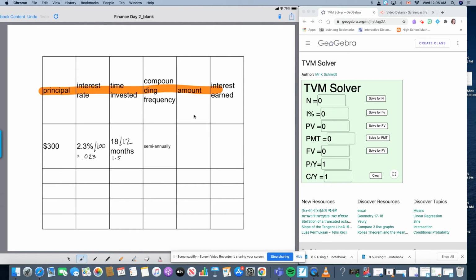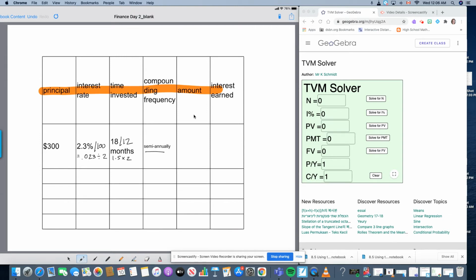Now we do have to do some manipulation of this. Hopefully you guys remember, because this says semi-annually, we have to times it by 2. Or excuse me, for the interest rate, you have to divide by 2, right? And then for that time invested, you're going to multiply it by 2.